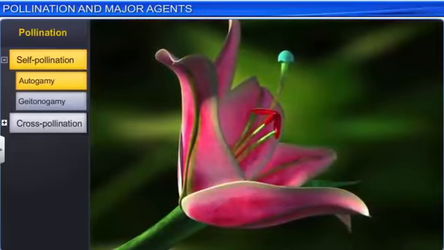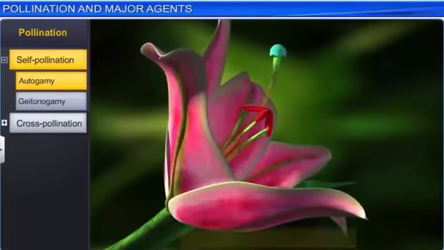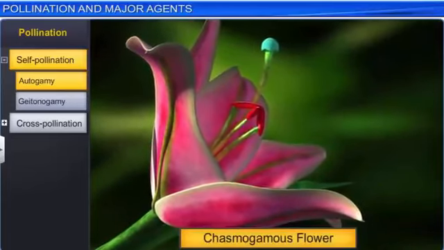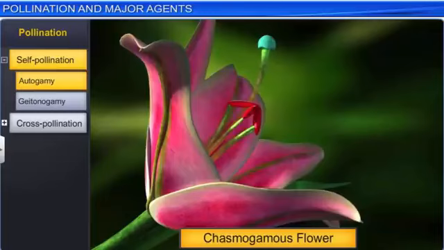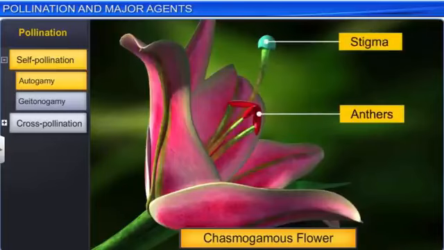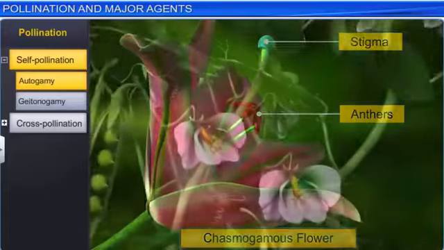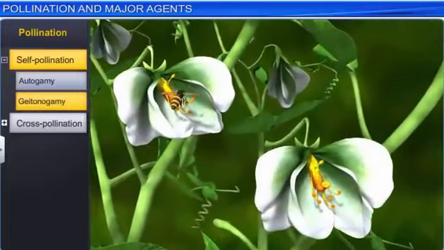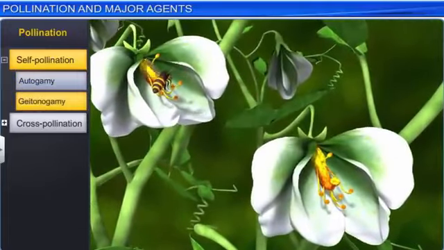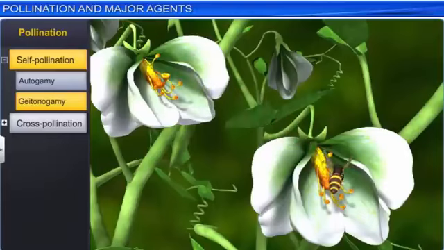Autogamy, however, is rare in chasmogamous flowers, which open and expose their anthers and stigma, as it requires synchrony between pollen release and stigma receptivity. In geitonogamy, the second type of self-pollination, pollen is transferred from the anther of one flower to the stigma of another flower of the same plant.